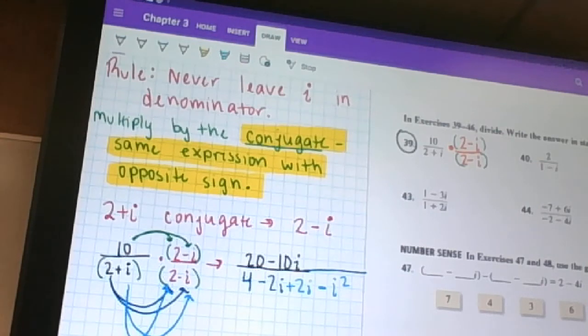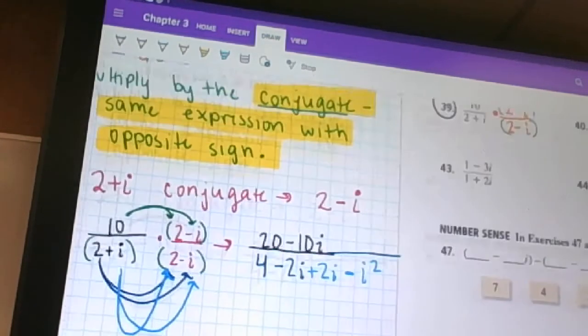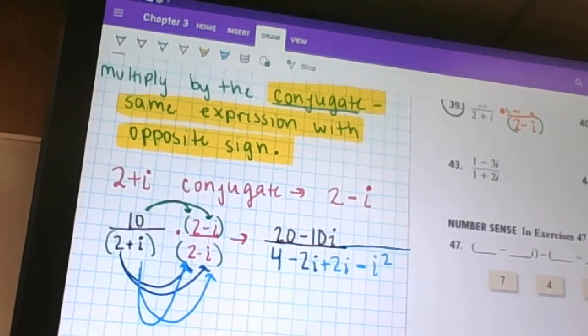Who's got a question about any of that so far? I'm going to make sure you're ready for the next step. So it's cool what we have in here. If you FOIL correctly, in the middle you have opposites that cancel. That's the power of the conjugate. It creates opposites, so these two are canceling each other out.